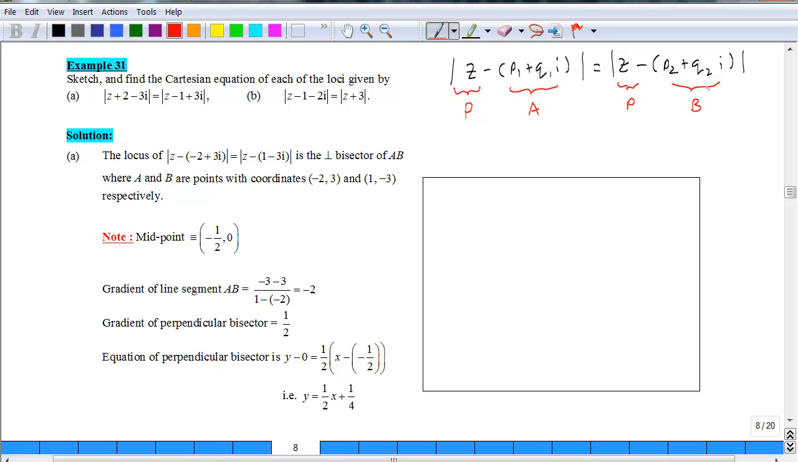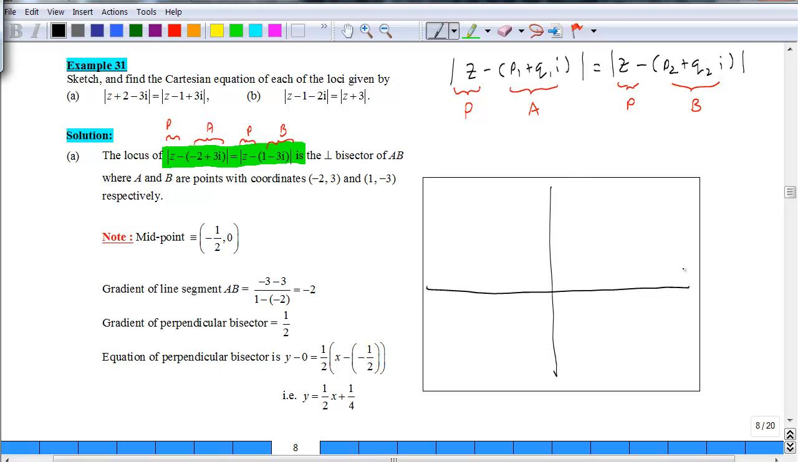Alright, so how do we actually form this locus? Okay, so the first step that we need to do is actually to write the equation in the standard form like so. Alright, so this z represents the point P, this one negative 2 plus 3i represents the point, let's say we call it A, and this one is the point B. Okay, so what you need to do in the first place is to mark these 2 points first. So you draw your imaginary axis and the real axis.